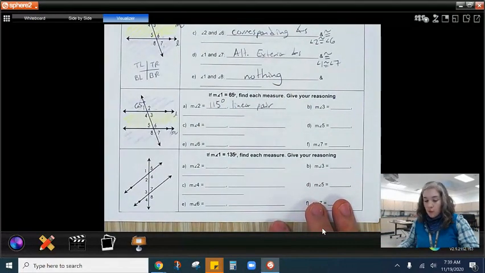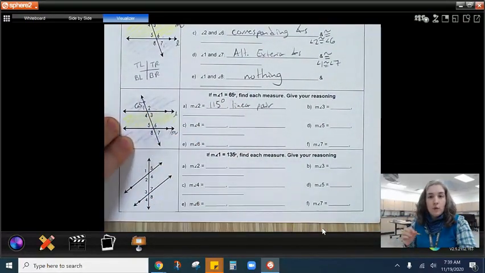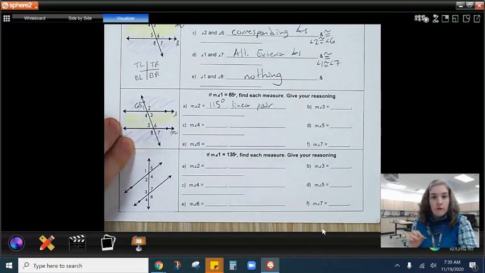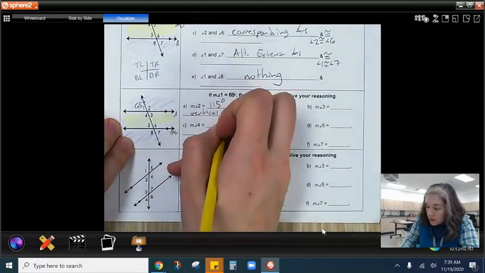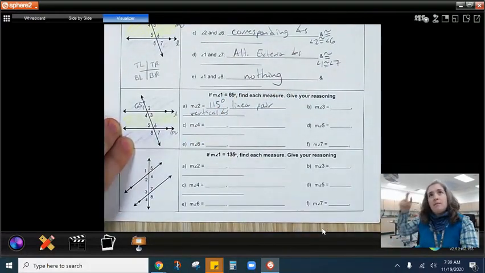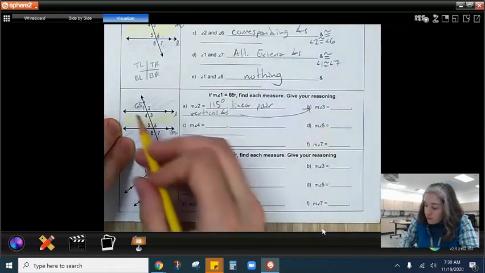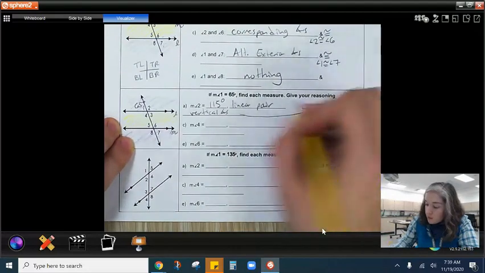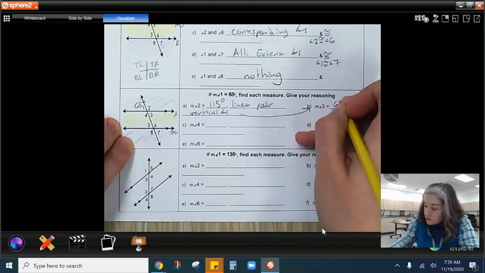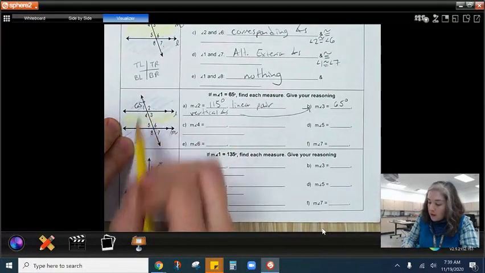Now let's take a look at angle 1 and angle 3. Angle 1 and angle 3, they are right here. They only touch at their vertex. They are vertical angles. Sorry guys, I don't know why my formatting messed up again, but it did. So if they are vertical angles, that means they are congruent. So the measure of angle 3 is going to equal the measure of angle 1, which is 65 degrees.